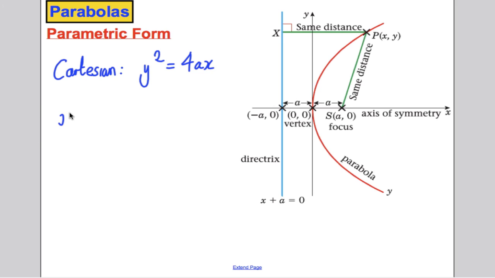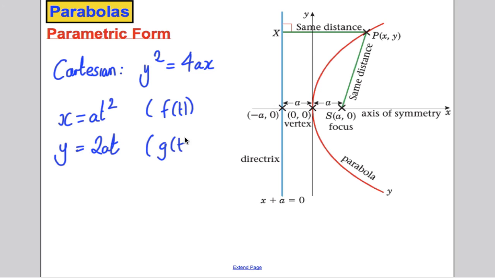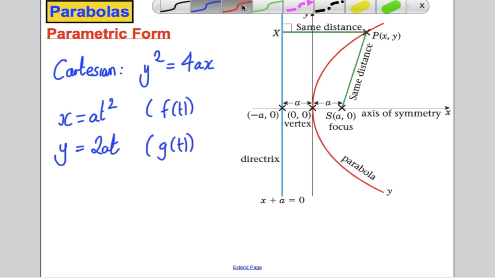x is given as at², and y is given as 2at. Okay, that is a function of t, as we talked about a parametric needs to be, and that is a different function of t, as we talked about. Now, why does this work? Well, it just works because t was chosen as such, and it works with this equation.